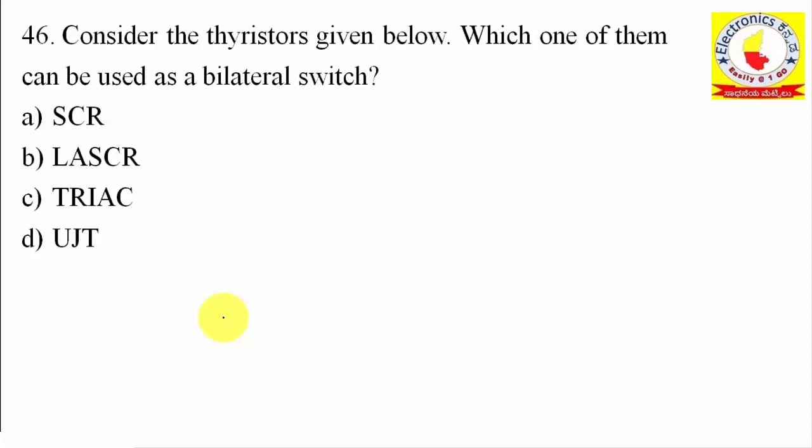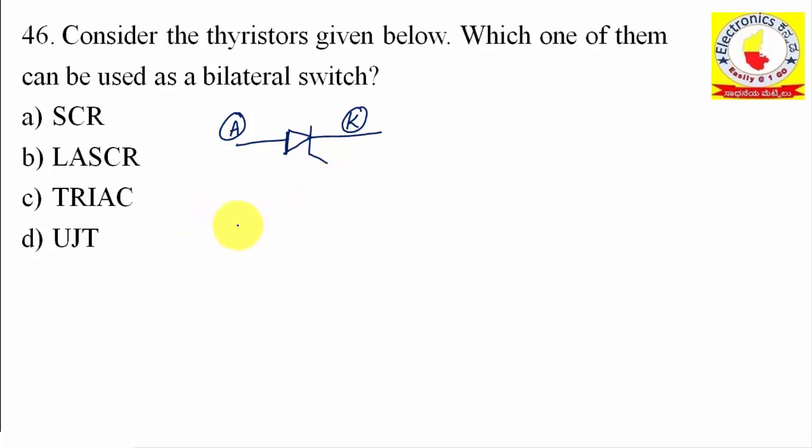Consider the thyristors given below. Which one of the following can be used as a bilateral switch? See, in the case of SCR it is unilateral. Current flows only from anode to cathode, right? But in the case of LASCR, instead of applying VAK or gate pulses, what you're going to do is apply light.